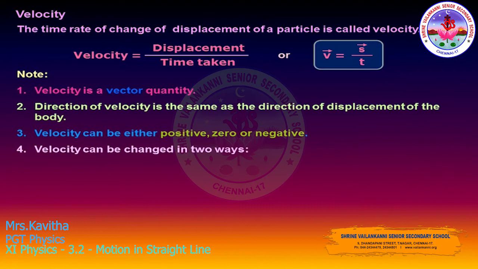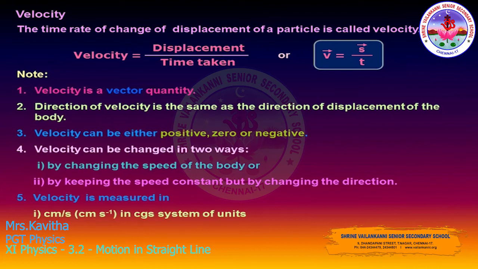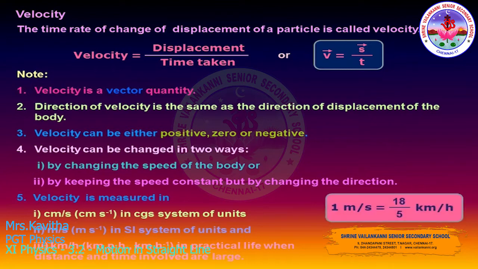Velocity can be either positive, zero or maybe negative. It can be changed in two ways: by changing the speed of the body, or by keeping the speed constant and changing only the direction. Velocity is measured in centimeter per second in the CGS system, meter per second in the SI system, and kilometer per hour for practical life. 1 meter per second is equal to 18 by 5 kilometer per hour. For the conversion, 1 kilometer per hour is 5 by 18 meter per second.